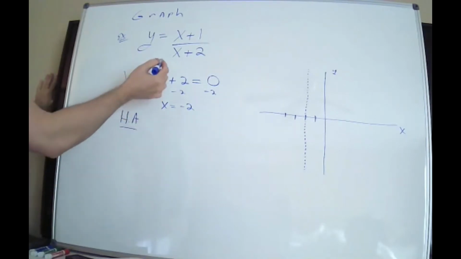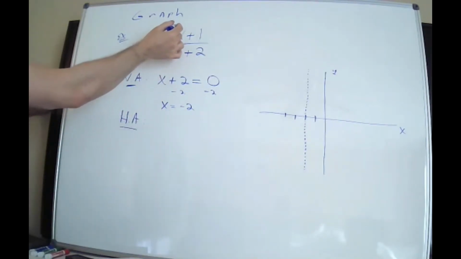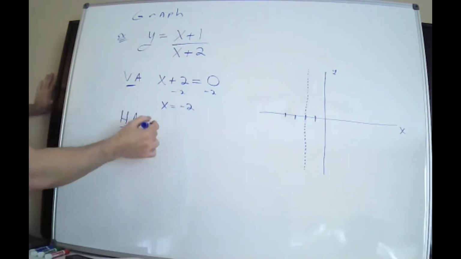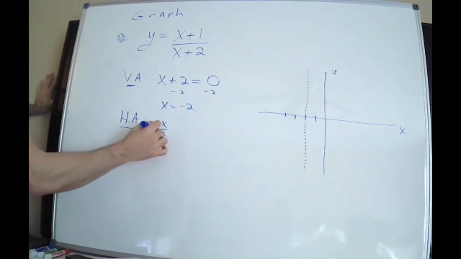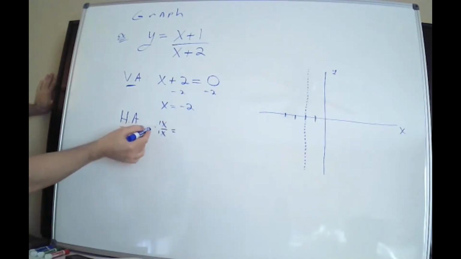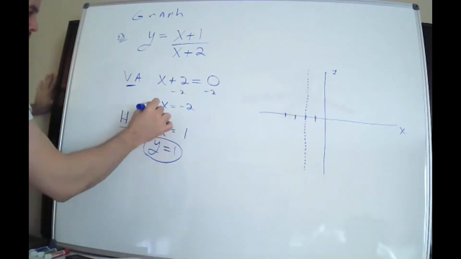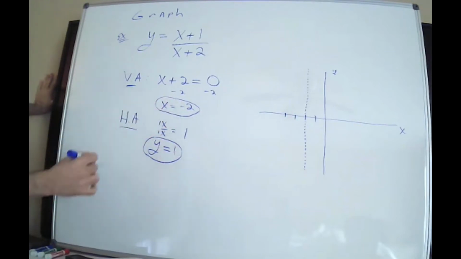So this one's a little different. Here I have to compare the highest power of x on top to the highest power of x on the bottom. But they're both x. So basically you just have x over x. You take the numbers in front, which are 1s, and you get a 1. This is very important. This is y equals 1. This is x equal -2.